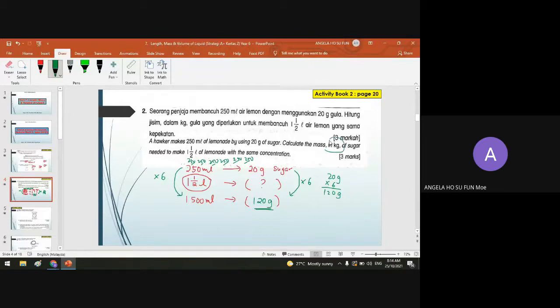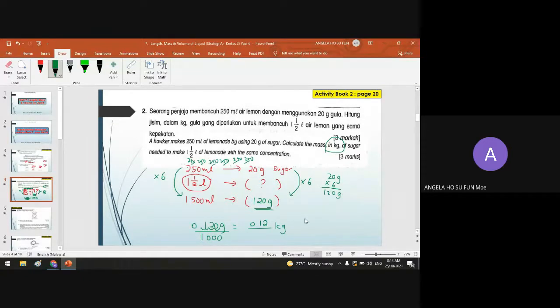But do not leave your answer in this form, because they ask you to calculate the mass in kilogram. In kilogram means that after you get the amount of sugar in gram, 120 gram, I need to convert it into kilogram. 120 gram, if I divide by 1,000, I just shift the decimal point 1, 2, and 3. So I will get 0.12 kilogram.